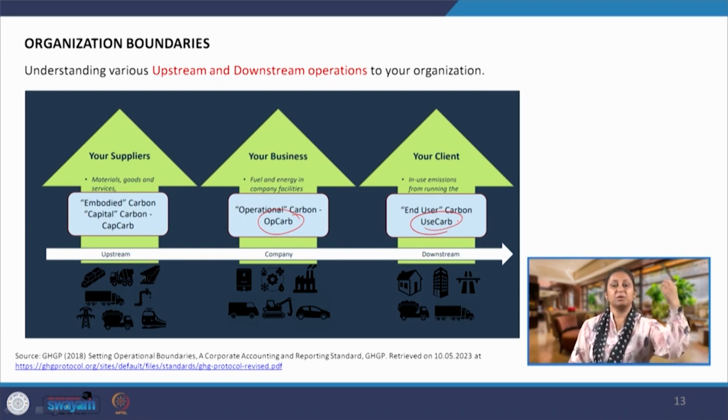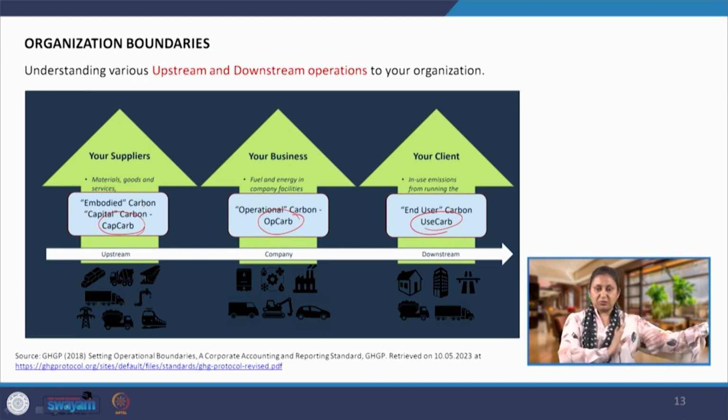And the embodied carbon. When we are purchasing the material, when we are purchasing the raw material, or when the procurement is being done, that is the embodied carbon or the capital carbon. This is what is known as cap carb. All that together is actually the carbon footprint, or we are here talking about the GHG emissions. So, from upstream to the downstream, all of it is part of the emissions or carbon footprint of the company.